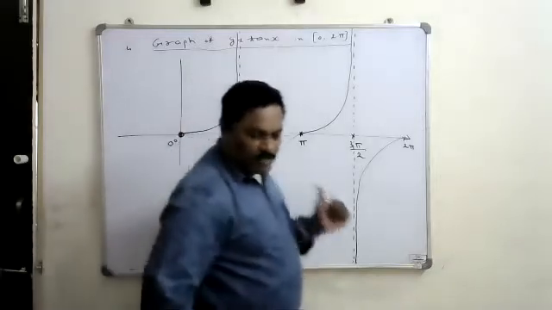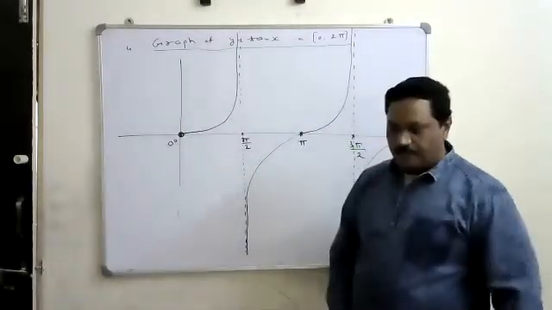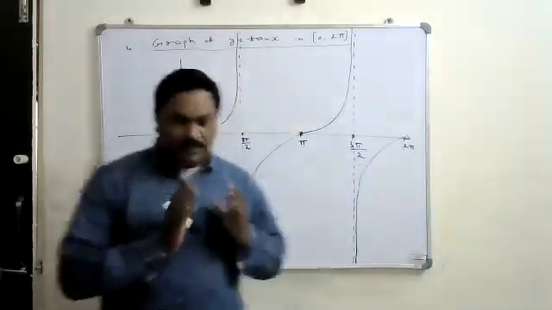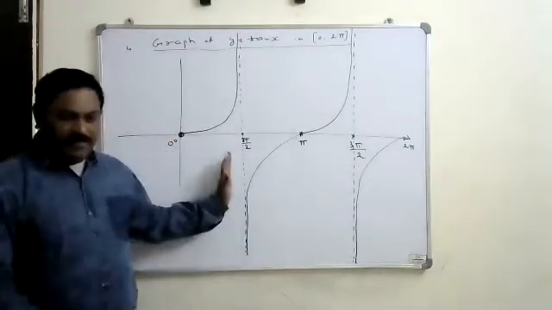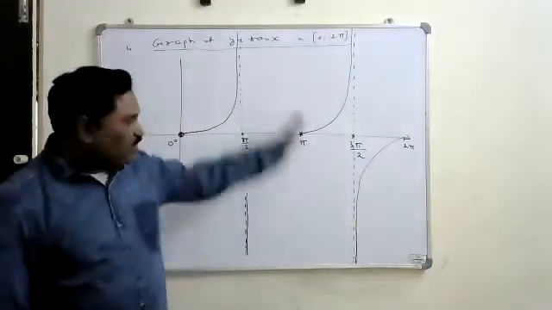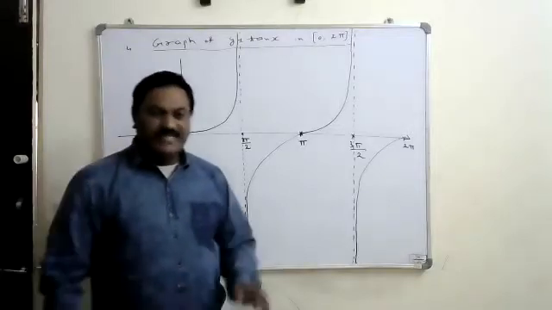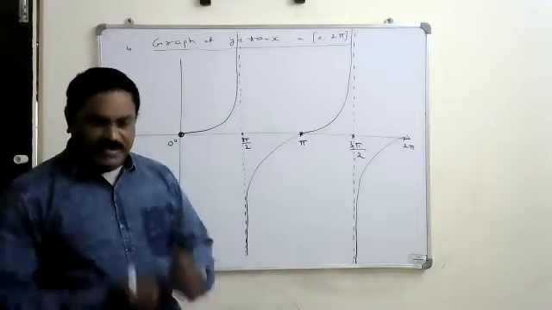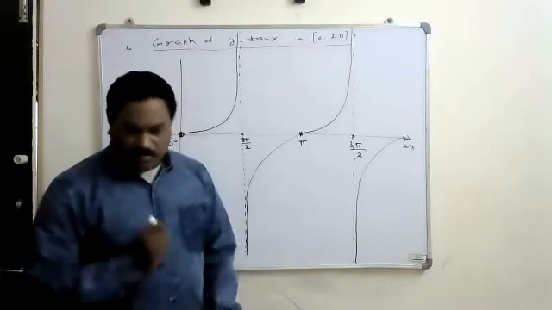Now if you observe this graph, is it continuous? No, there is a break. For every pi by 2 there is a break: pi by 2, 3 pi by 2, 5 pi by 2. For every odd multiple of pi by 2, there is a break in the graph. So it is not a continuous function, meaning tan x is not continuous on R. It is discontinuous at every odd multiple of pi by 2.